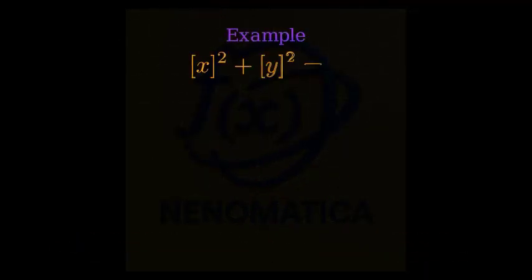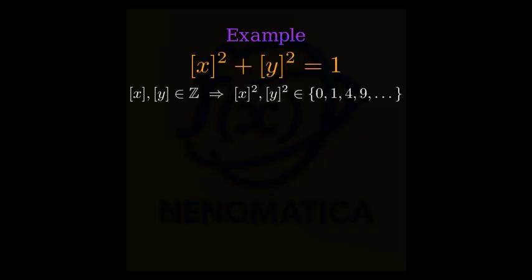Example: we will solve the relation floor of x squared plus floor of y squared equals 1, and then graph the solution set in the coordinate plane. First idea: since the floor of x and the floor of y are integers, their squares are non-negative integers.